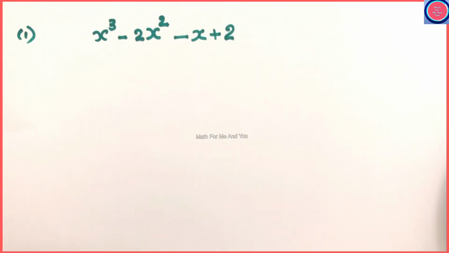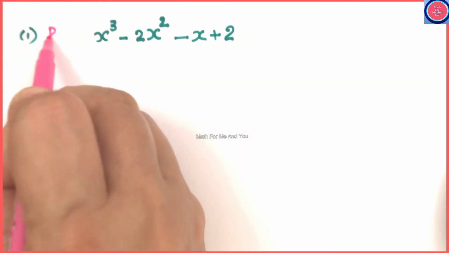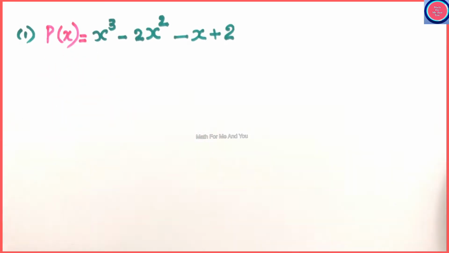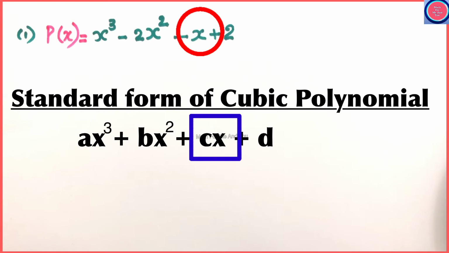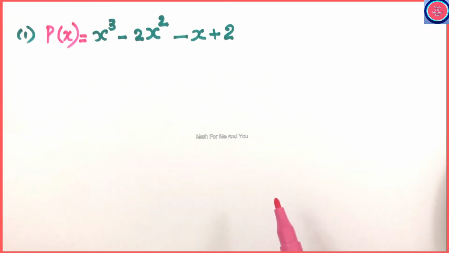So let's start. Consider cubic polynomial x cube minus 2x square minus x plus 2. Write this polynomial as p of x and check whether this is in standard form or not. First term x cube, the second term x square, after that x term, then constant. Yes, this is in standard form. Now we have to find the root of this polynomial.